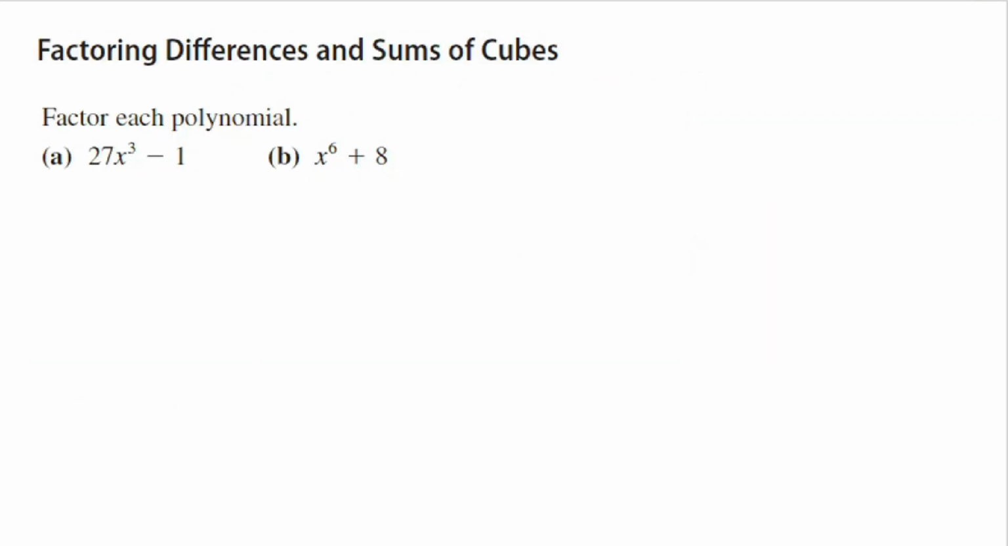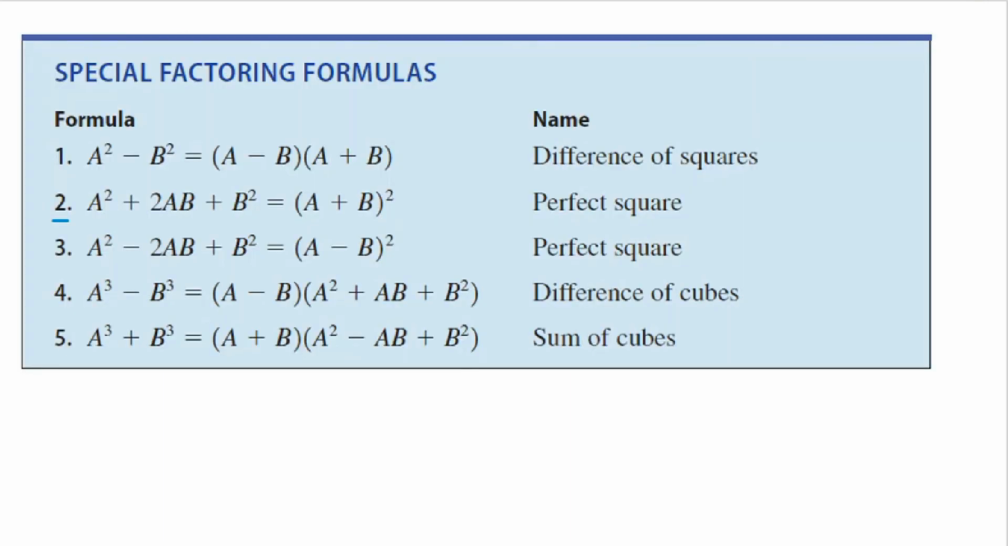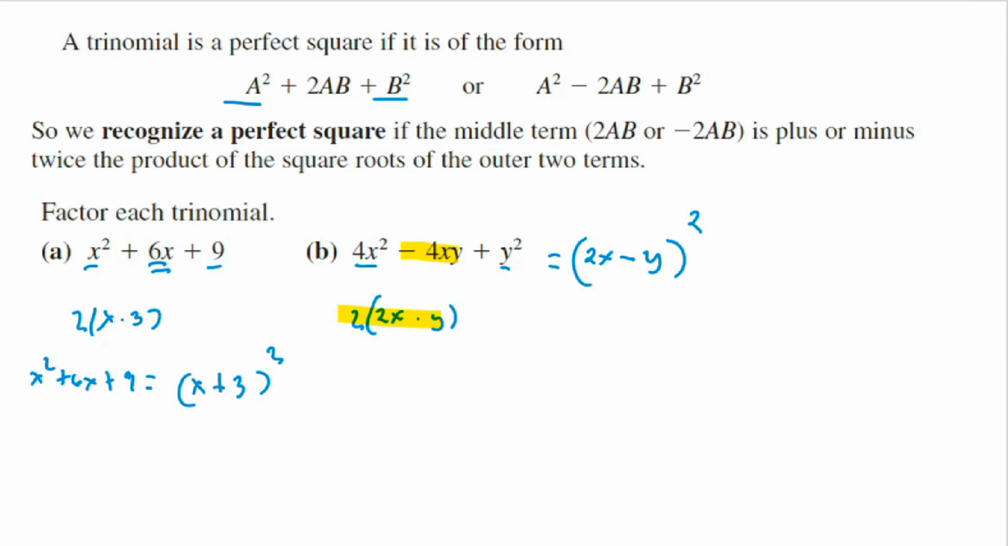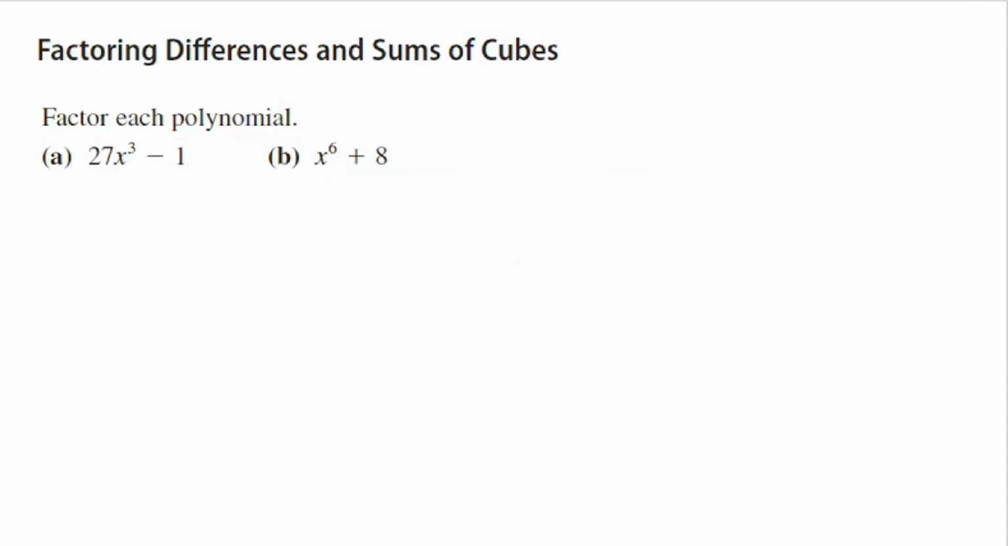Next, we have factoring differences and sum of cubes. All right. So let's apply formula number 4 or number 5. For this problem, 27x cubed minus 1. The first term is 27x cubed and the last term is 1. So what is now the cube root of 27x cubed? The cube root of 27 is 3 and the cube root of x cubed is x. And the cube root of 1 is 1. I write here minus because of the minus sign there.